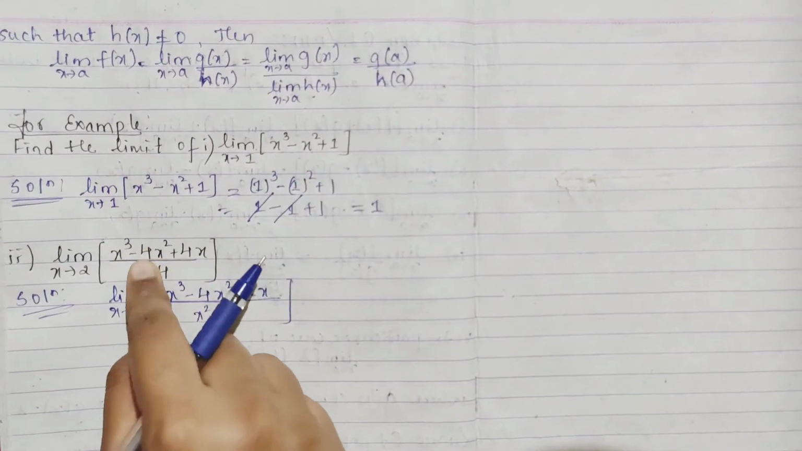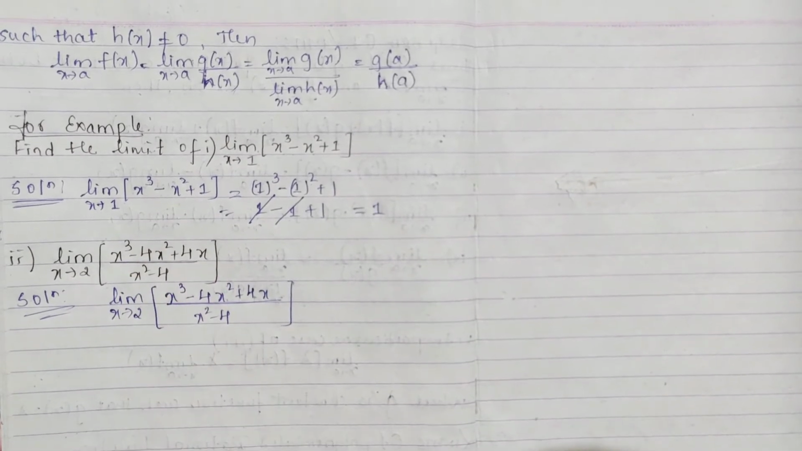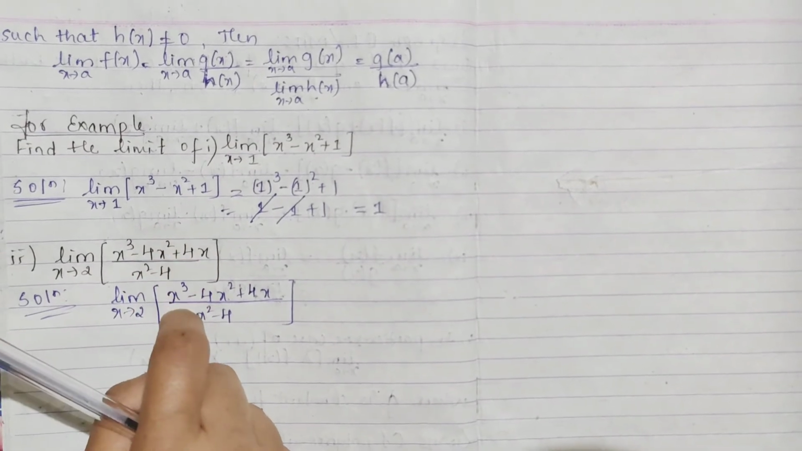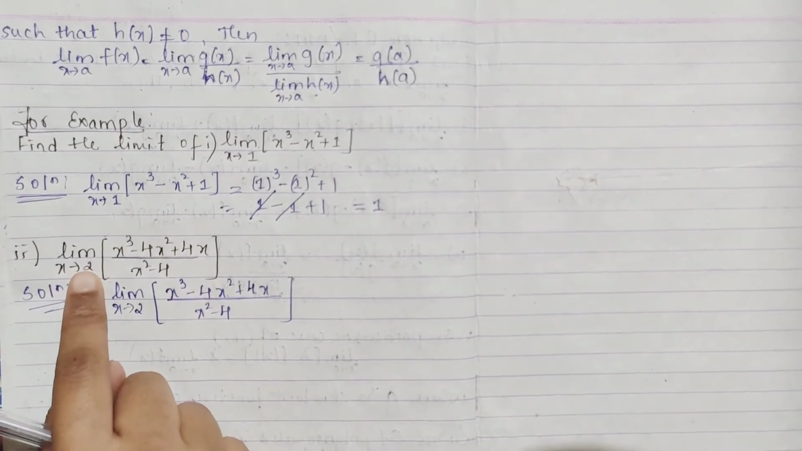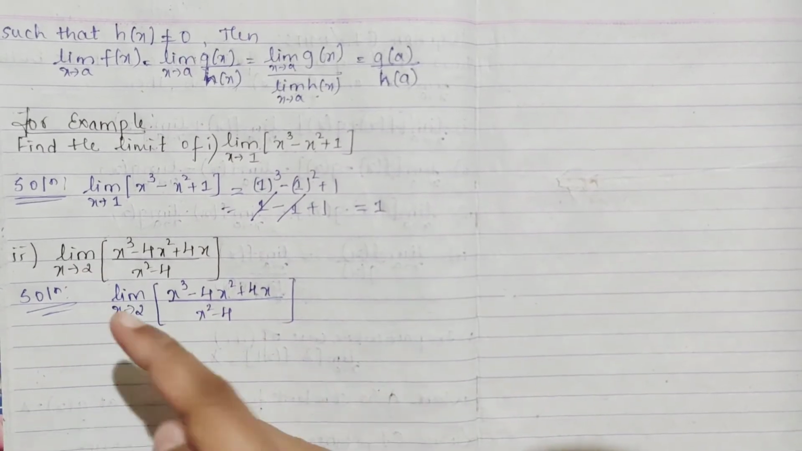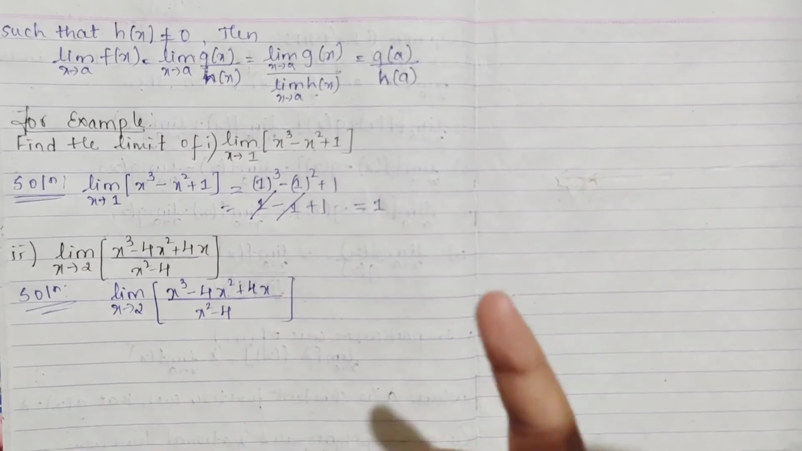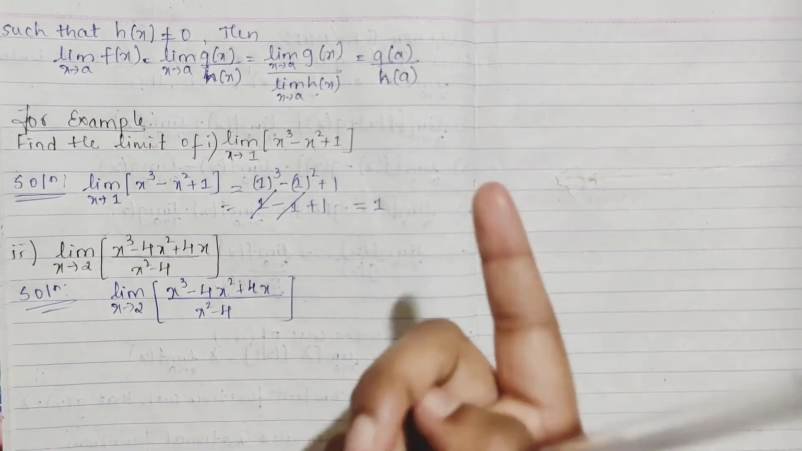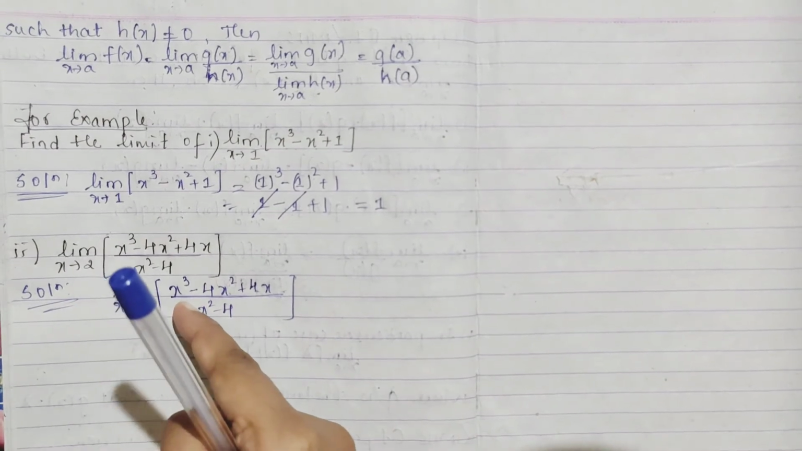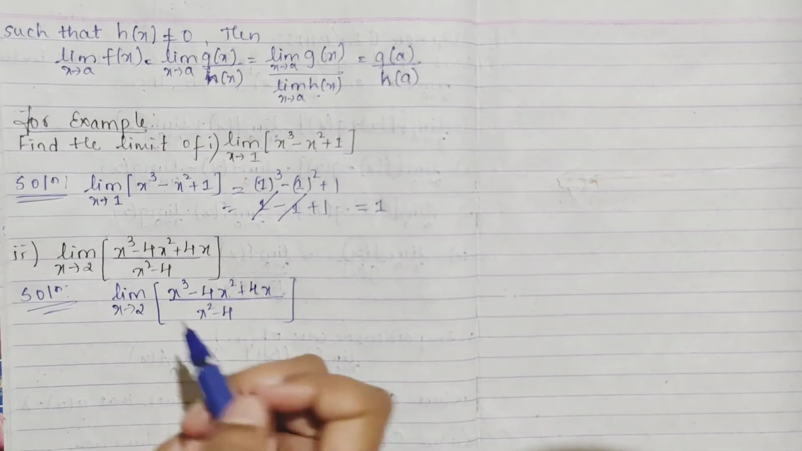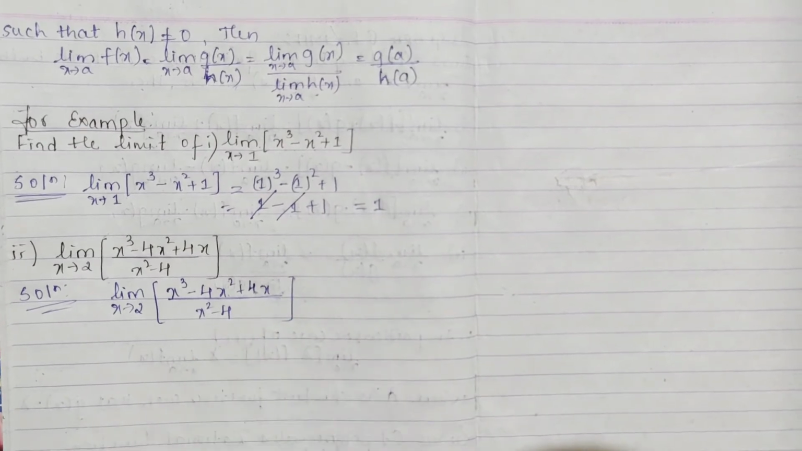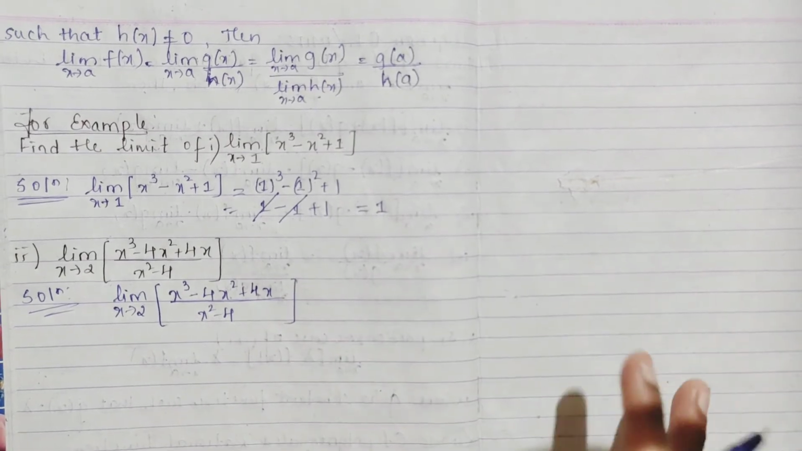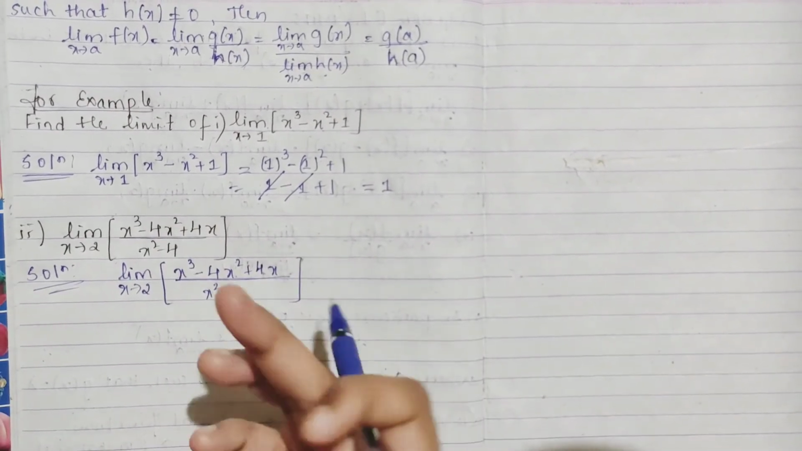Now you have the limit of x cube minus 4x square plus 4x divided by x square minus 4 as x tends to 2. So this is a rational function. Whenever you have a rational function, first we will check at that point whether we are getting 0 by 0 form when we substitute directly. If we are not getting it, then whatever answer we get is the answer. If we are getting 0 by 0 form, then we will try to simplify by cancelling out the factors and then find the value.